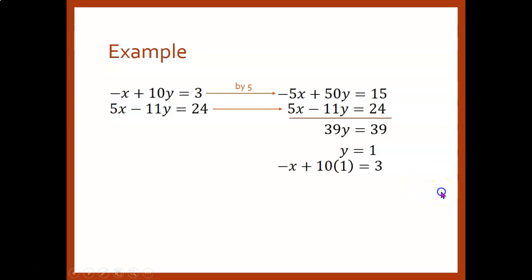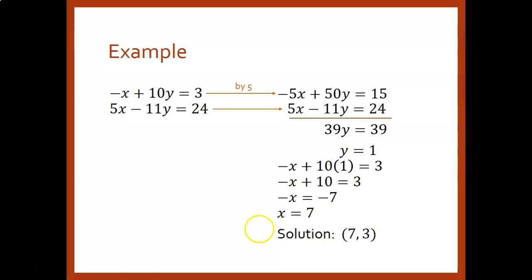And now take that 1 and stick it in place of y. I could use either equation, but I'm using the top one. Negative x plus 10 times 1 equals 3. That just means negative x plus 10 equals 3. Subtract 10 on both sides. Negative x equals negative 7. Go from negative x to just x by dividing both sides by negative 1. And we have x equals 7.